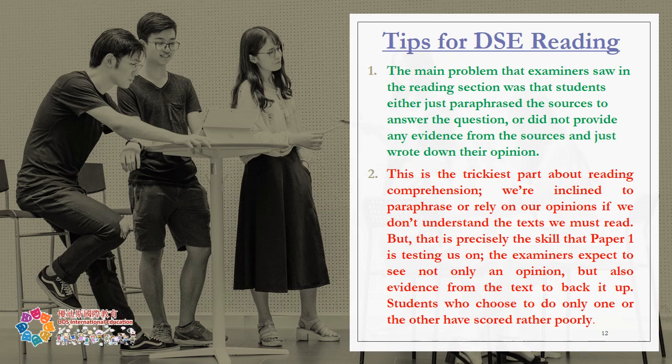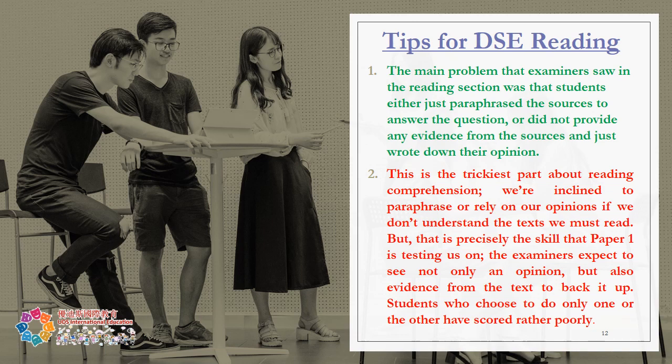The main problem that examiners saw in the reading section was that students either just paraphrased the sources to answer the question or did not provide any evidence from the sources and just wrote down their opinion. Remember for the DSE reading, sometimes you need to read the text in detail and give the answers in short form, short sentences, or in complete sentences. Quite different from IELTS. For IELTS, you just have the MC questions, but for DSE reading, you have to give the evidence, not just copying the sentences.